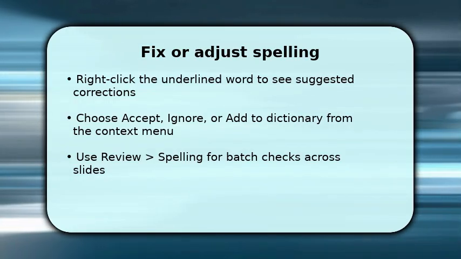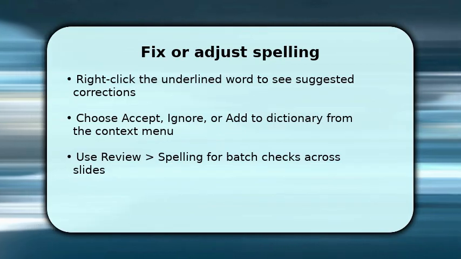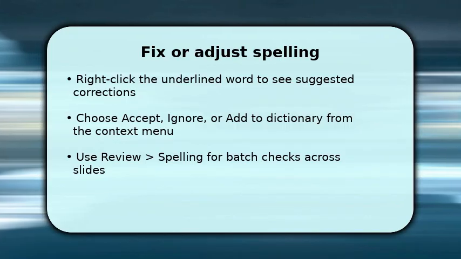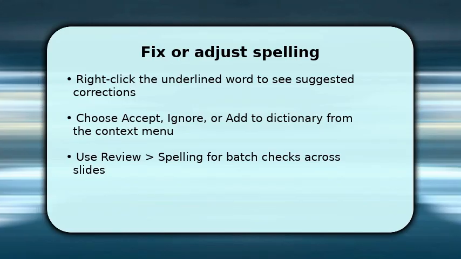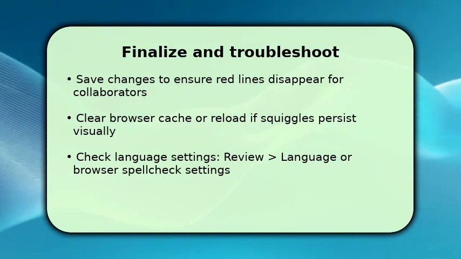For multiple issues, open Review then Spelling to run a full check. That tool walks you through each flagged item, letting you correct, ignore, or add words in one pass, which is faster for longer presentations. Finish by saving the presentation so changes sync to OneDrive and collaborators stop seeing red lines.